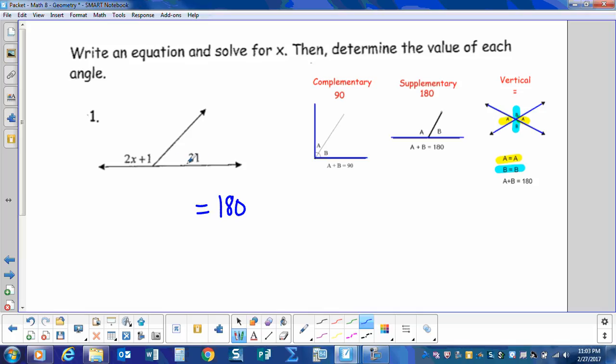So how many x's do we have? We have a 2x. And then we have a 1 plus a 31, so plus 32. So I've taken 2x plus 1 plus 31 equals 180, and I just went ahead and combined like terms. So now I have my equation, 2x plus 32 equals 180. So this is just a two-step equation.